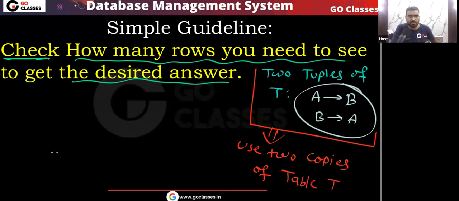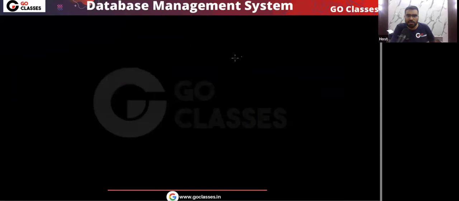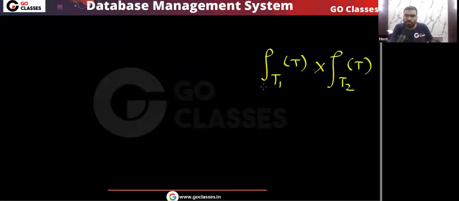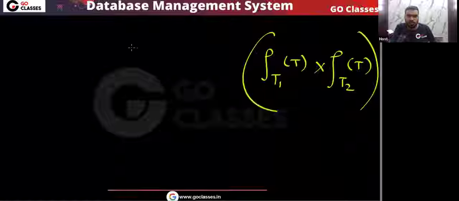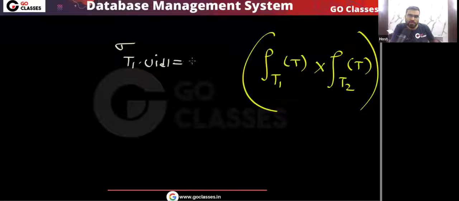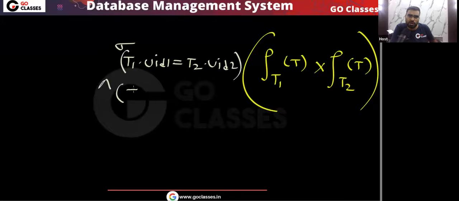Table T. Very simple. So finally the query will be like this. What you do? You create this T1 copy, cross product, you create this T2 copy. Two copies you create. Once you have created these two copies, then what you do? You select those tuples where T1.uid1 should be equal to T2.uid2, and T1.uid2 should be equal to T2.uid1.